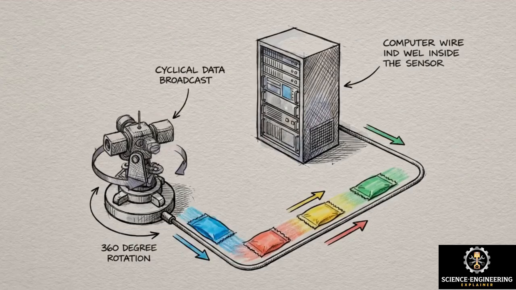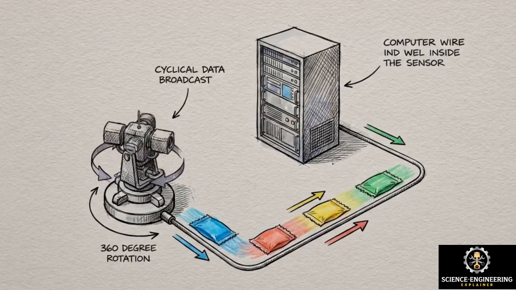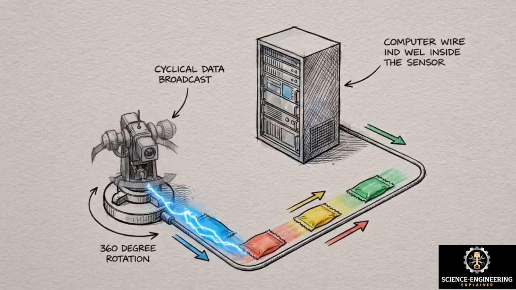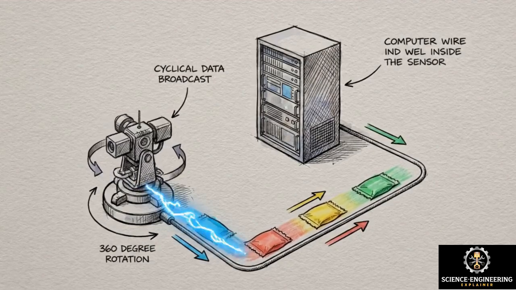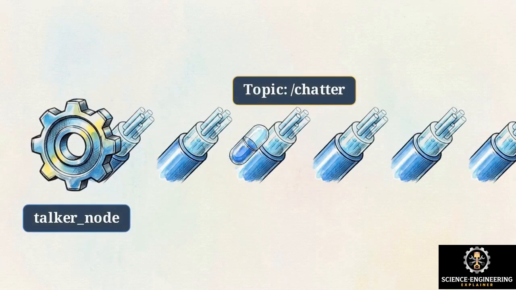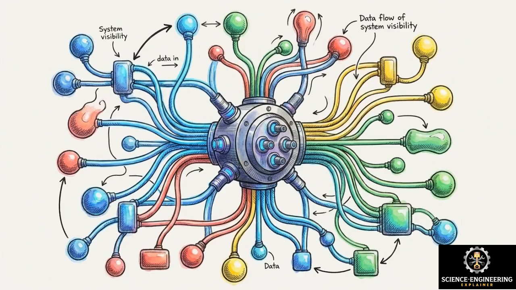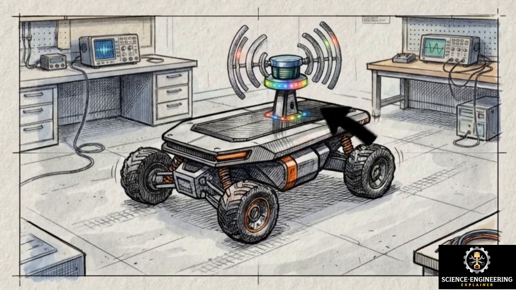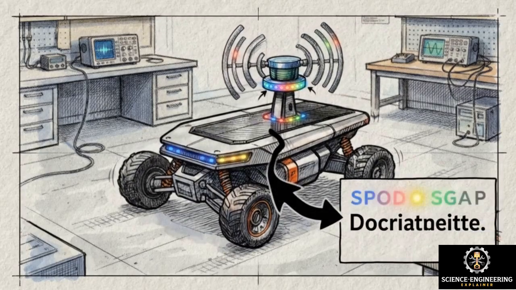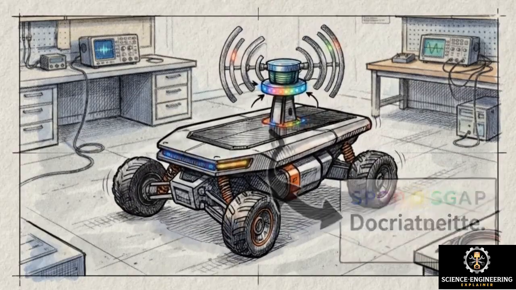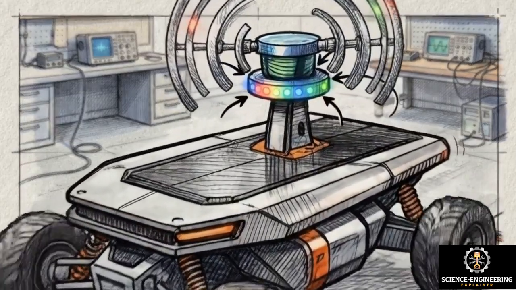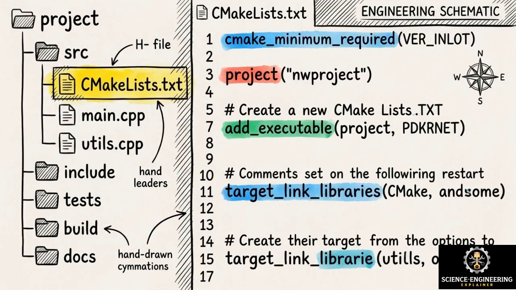A while loop keeps the process running, incrementing a counter and formatting that number into a standard string message for each cycle. The publish command then sends that formatted string out onto the active topic for the rest of the system to see. This entire script creates a node, a modular executable process dedicated to the single task of broadcasting telemetry.